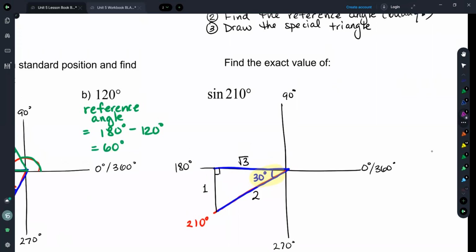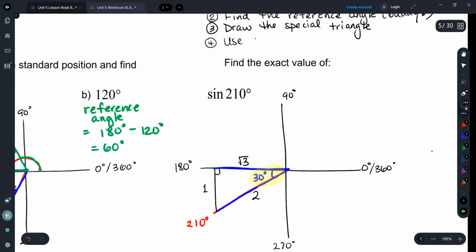Okay, so we drew the special triangle. Then we're going to use the CAST rule to decide whether our ratio is positive or negative and set up the ratio.